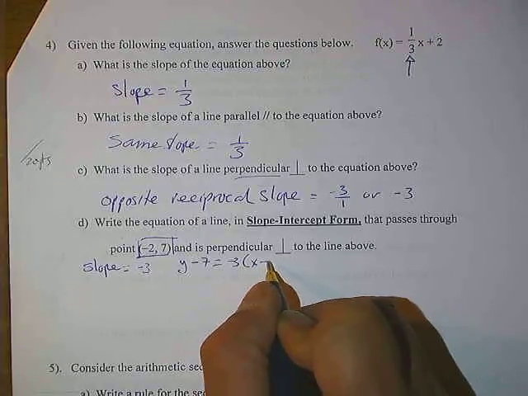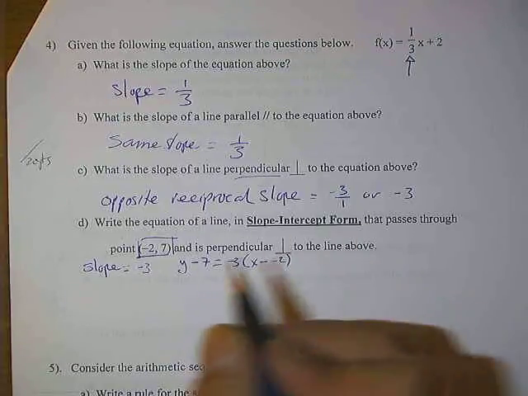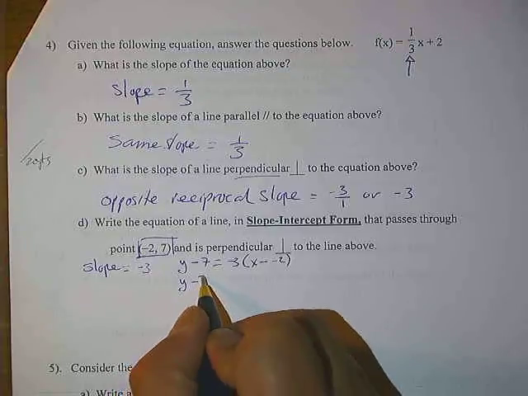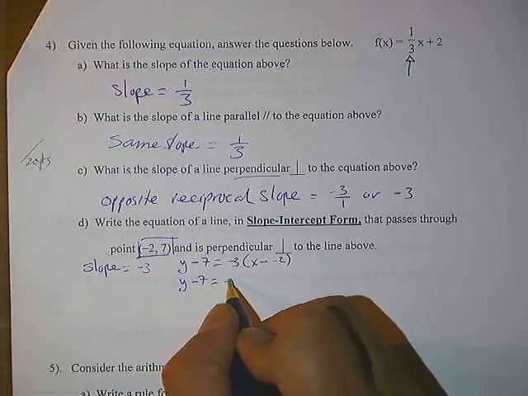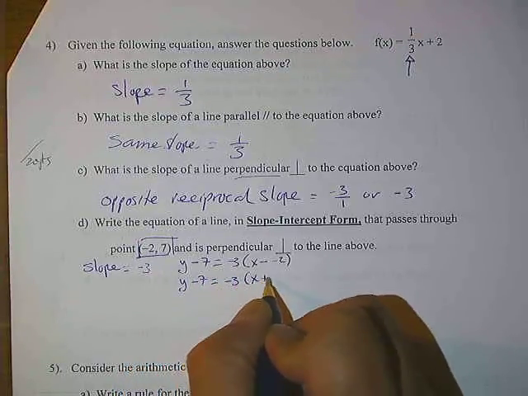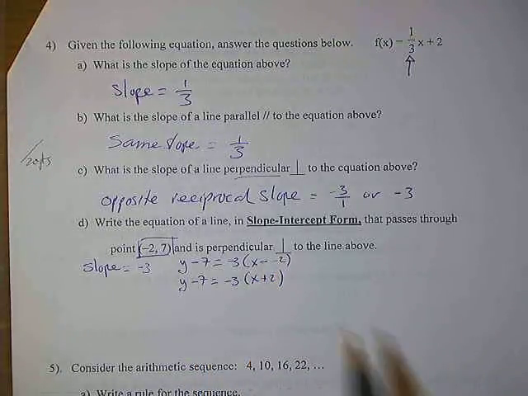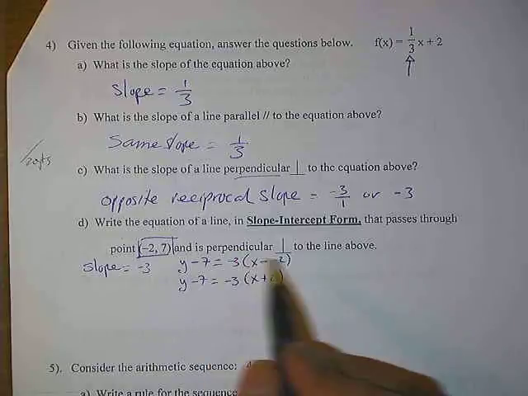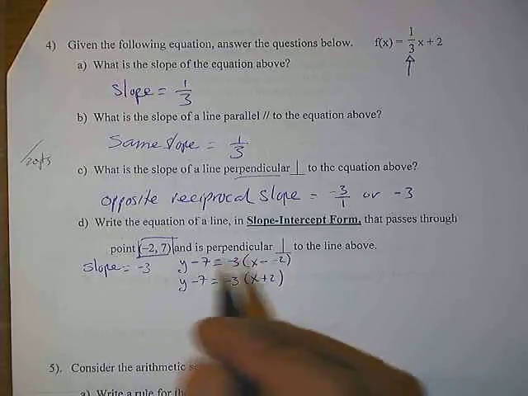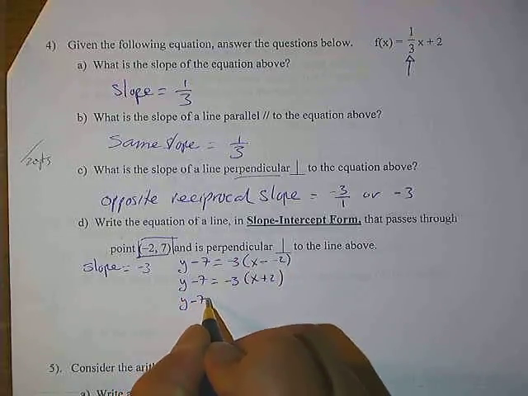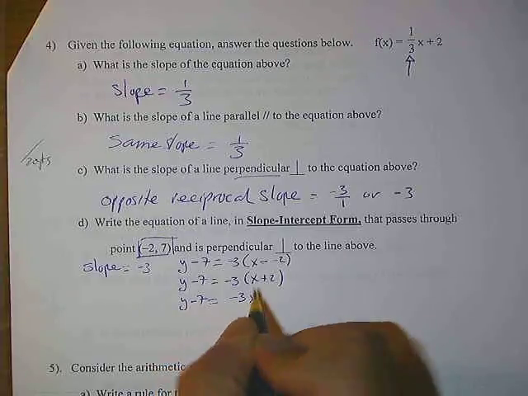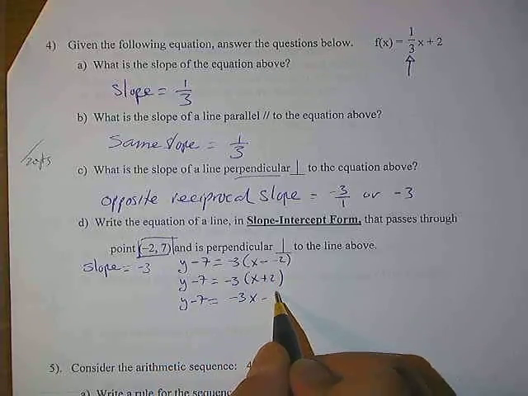Alright. So we're going to start out writing point slope form. So it's y minus 7, and there's your slope, and it's going to be x minus the x. So it's minus -2. So I'm going to rewrite this: y minus 7 equal to -3 times x plus 2, because minus -2 is plus 2.